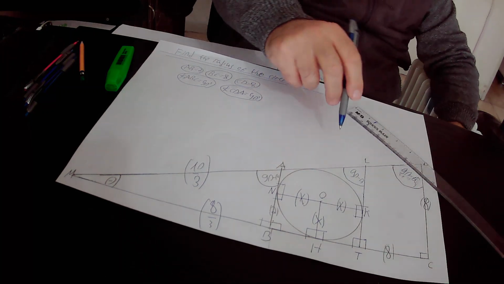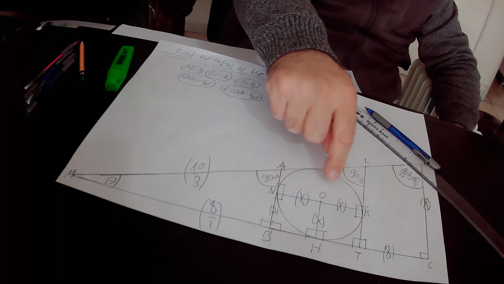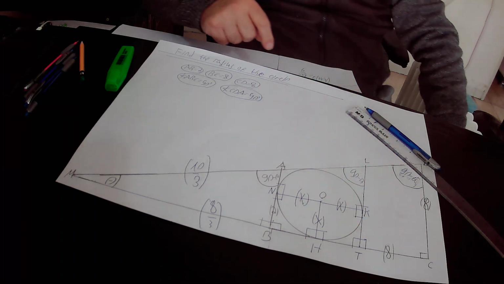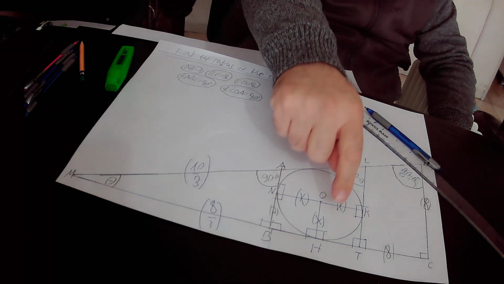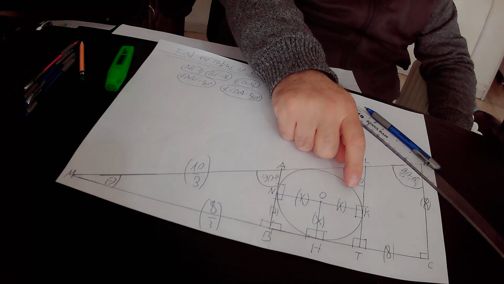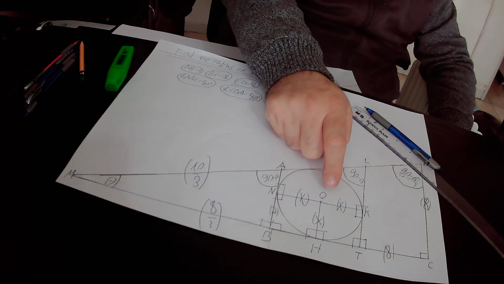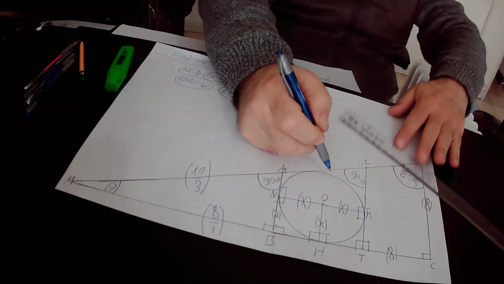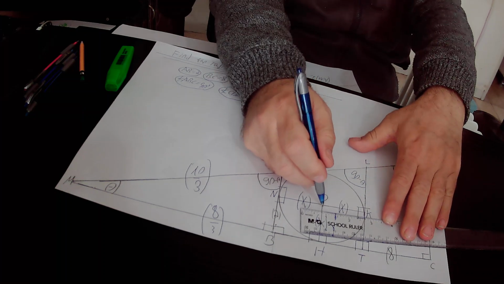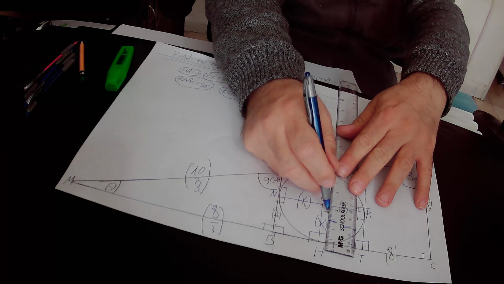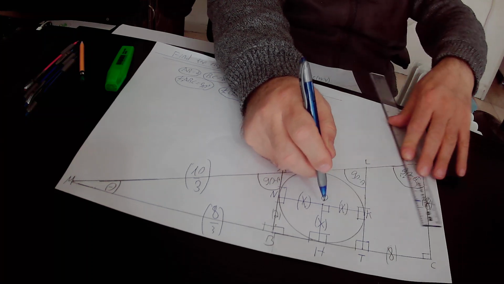In the next step, we focus on this small quadrilateral OKTH. In this small quadrilateral OKTH, we have 1, 2, 3 right angles. The sum of 3 right angles is 270 degrees, plus the size of the fourth angle. In total, they must be equal to 360 degrees. Therefore, the missing angle here must be equal to 90 degrees, in order to complete the sum of the angles in this quadrilateral to 360 degrees.